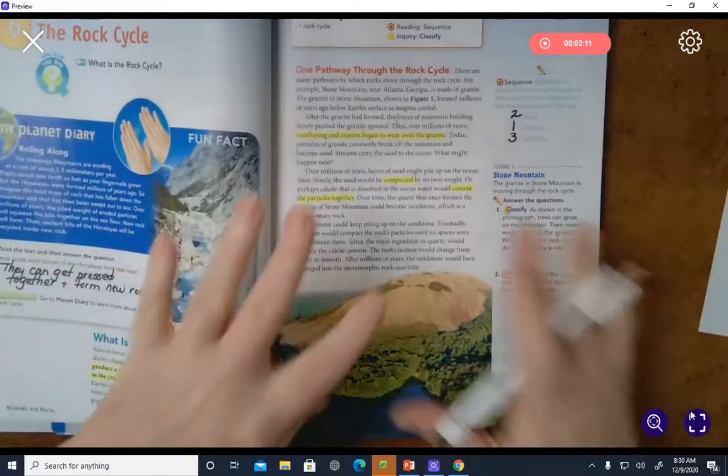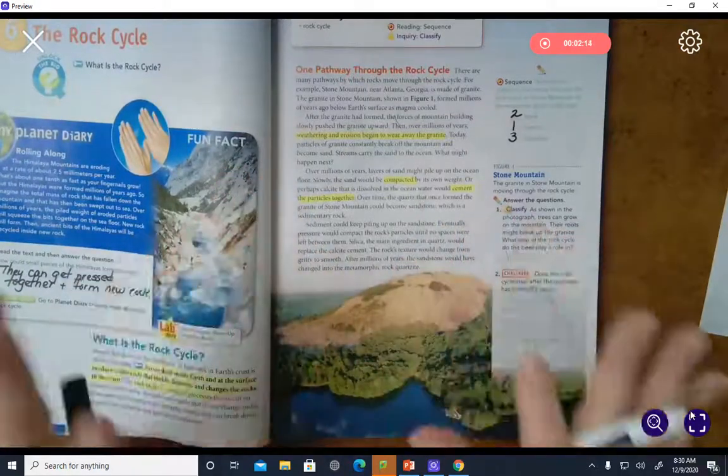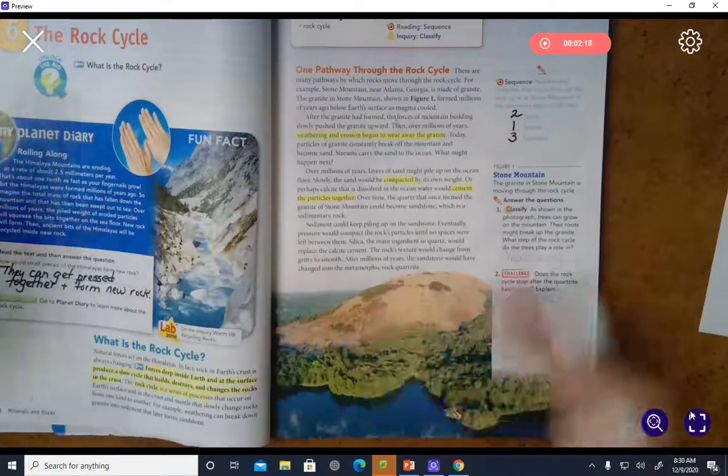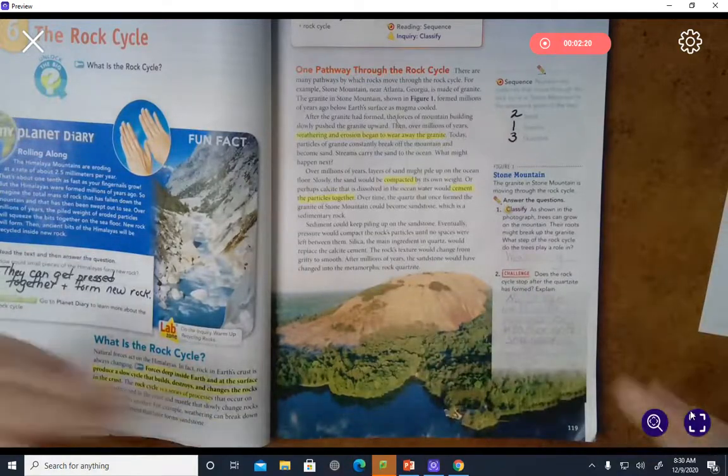You can mark it wrong and write the right answer here. So you don't have to show me these answers. If you take a picture of them, that's fine, but you don't necessarily have to show them. This is to see what you remember in the text.